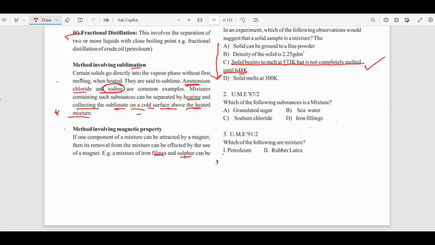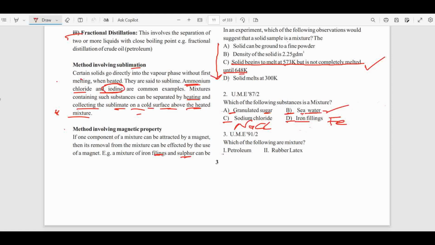All right, so you have granulated sugar, which could be glucose, right? You have seawater, you have sodium chloride, and you have iron filings. Granulated sugar is definitely a compound. For seawater, you have sodium chloride in water. That's already a mixture. Iron filing is a single constituent, iron. You have sodium chloride alone here, which is sodium and chlorine chemically combined. Therefore, when you have sodium chloride in water, as seawater, this is the mixture. So the right answer to this question is option B.